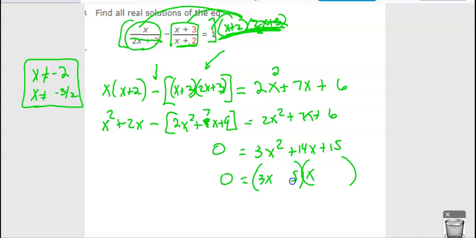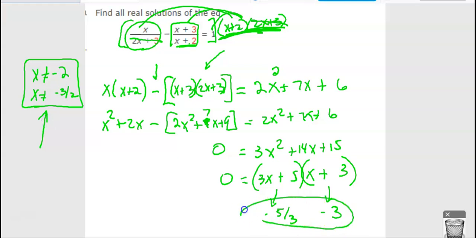Let's see, 5, 3, 5, 3. Yes, that works. And then you set this equal to 0, and you're going to get negative 5/3, and you set this equal to 0, and you're going to get negative 3. And we did not get one of those answers, and you can always plug them back in to check to see if they work. But those are the right answers.